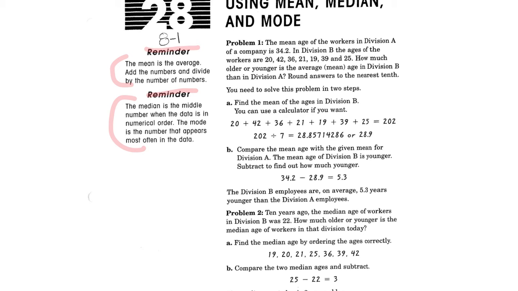Then you divide by the number of numbers, which was 7. So you get 28.857142, and that rounds to 28.9. It says compare the mean age with the given mean for Division A. The mean age of Division B is younger. So we subtract 34.2, Division A, minus 28.9, Division B, and we get 5.3. The Division B employees are on average 5.3 years younger than the Division A employees.